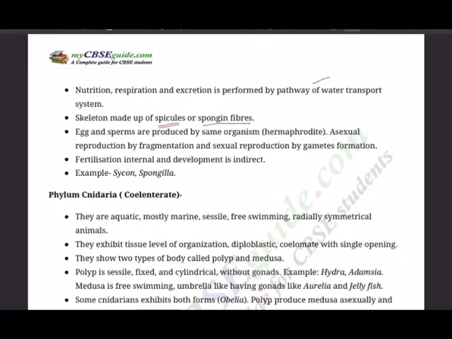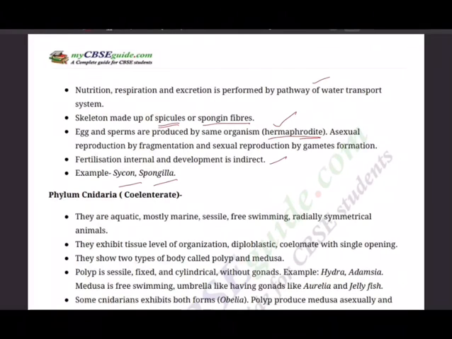Egg and sperms are produced by the same organism, and if an organism produces both the gametes, male and female, that animal is called hermaphrodite. Asexual reproduction by fragmentation, and sexual reproduction by gamete formation. Fertilization is internal and development is indirect. There is no direct development, indirect development. Example, Scypha, Spongilla.